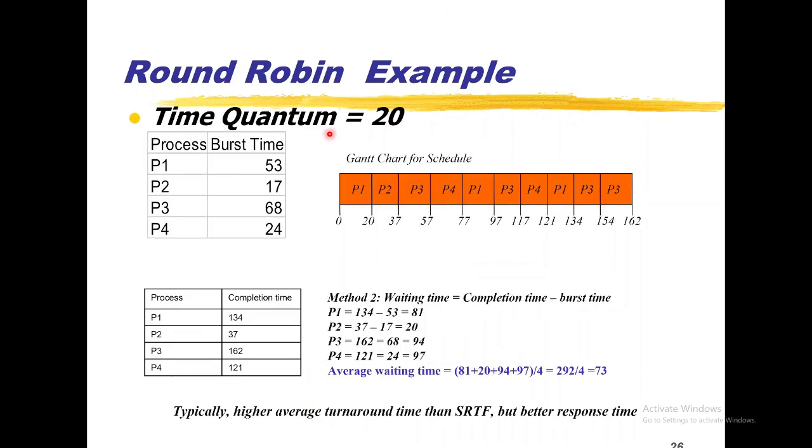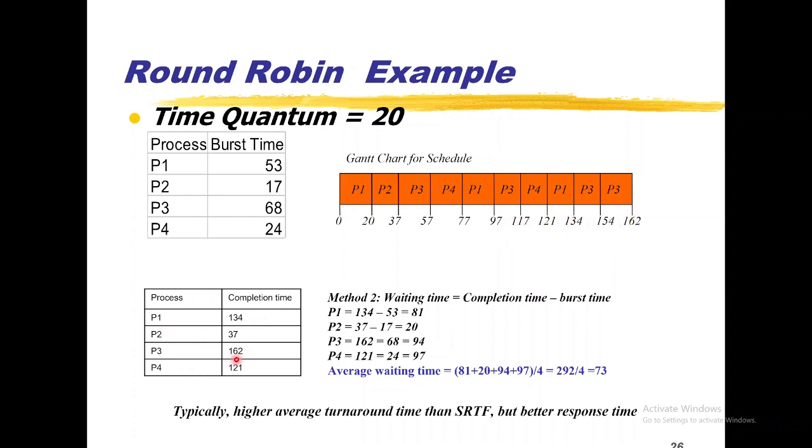Now, another way we can look at it, we can use another technique, which is waiting time is completion time minus burst time. That's the faster way of looking at it. Now, we pick up our chart. We have the same diagram here. Now, we look at processes. Process 1 completes at 134, process 2 completes at 37. P3 finishes at 162, and then P4 will finish at 121.